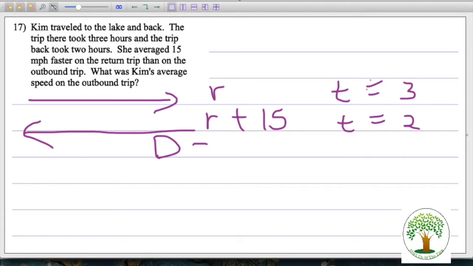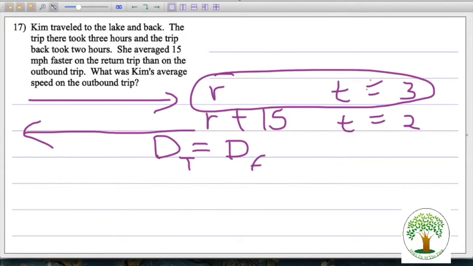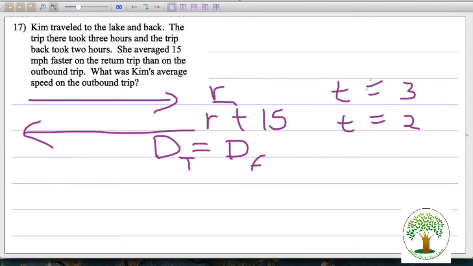So now our distances are equal, to and from. We're going to substitute in our rate and our time. This time we are not going to write the R and the T on this side. We're just going to substitute the rate times time. We have this rate and time we can multiply together, and this rate and time we can multiply together.